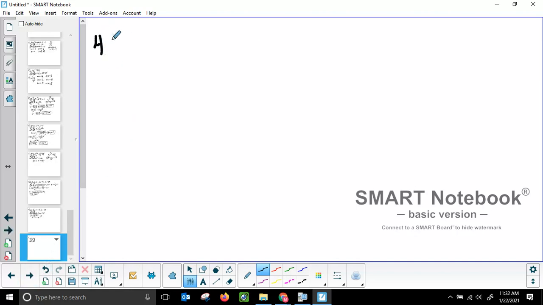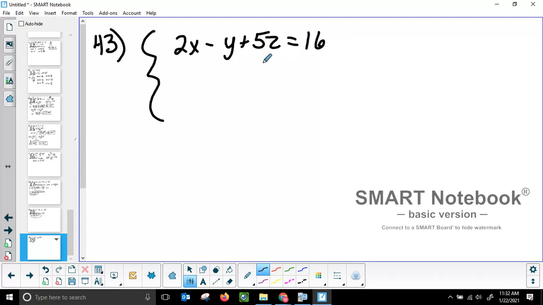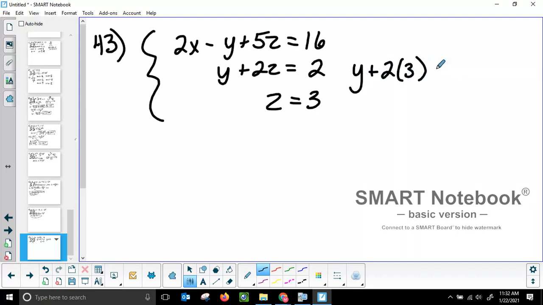All right, 43 says to use back substitution to solve the system, and it is 2x minus y plus 5z is equal to 16. We have y plus 2z is equal to 2, and we have z is equal to 3. Okay, so we know z is equal to 3, so now we go backwards up to this equation and plug in z. So y plus 2 times z, which we know is 3, is equal to 2. This is 6, subtract 6 from both sides. Y is equal to negative 4.